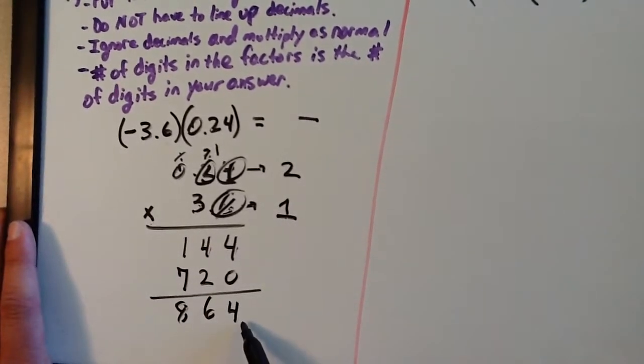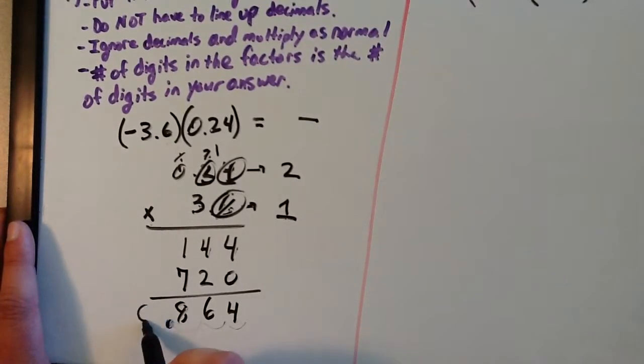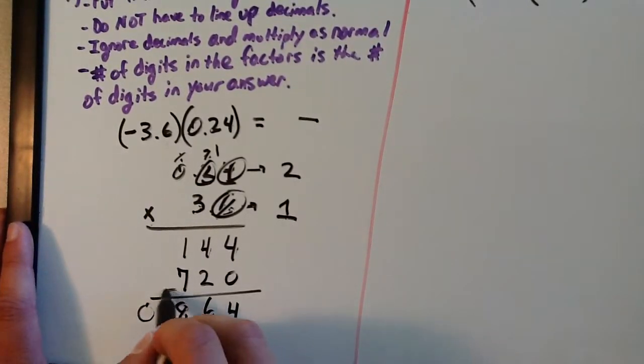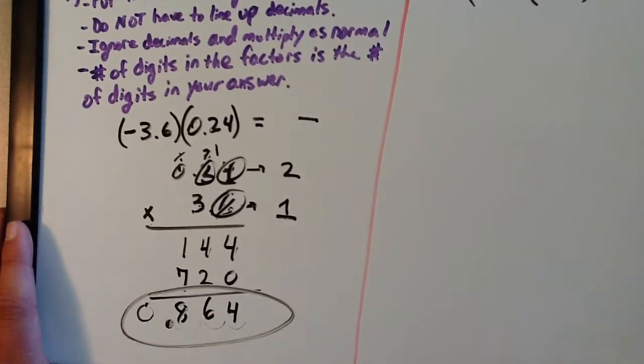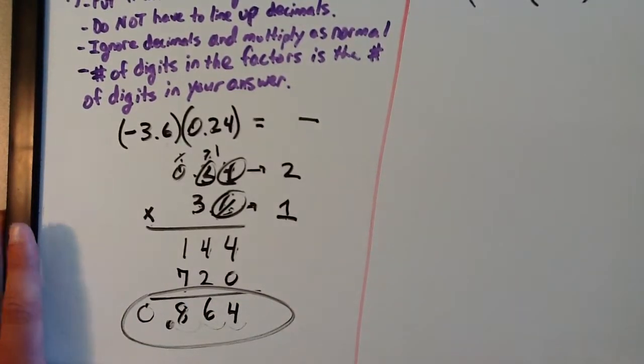And so I'm going to start after the last digit in my answer, and I'm going to go 3 places to the left. 1, 2, 3. And right here is going to be my decimal point. So this is going to be, I can add 0 here, 0.864, 864 thousandths would be my answer.